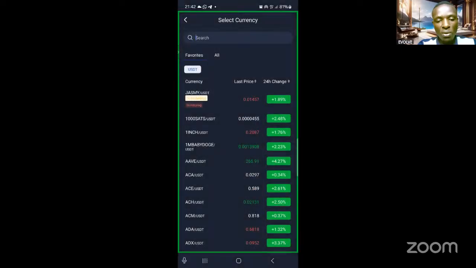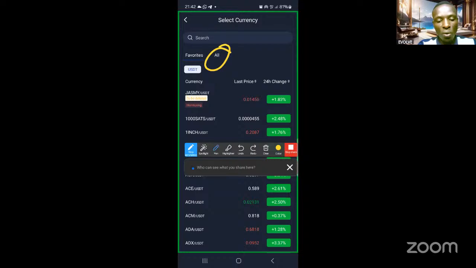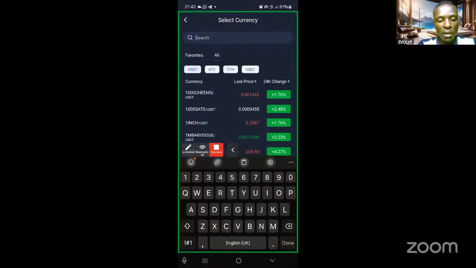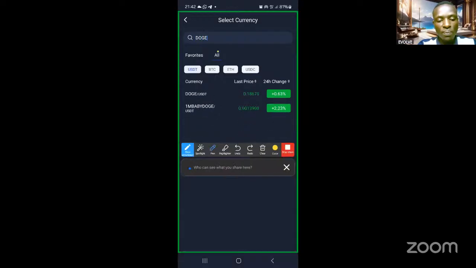When you tap on search, come and tap on all. If you're a new trader, enter Doge, and then they will bring the coin. I tap on the name of the coin.